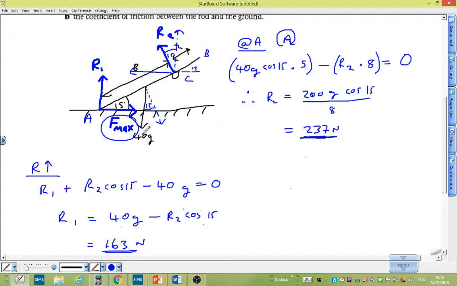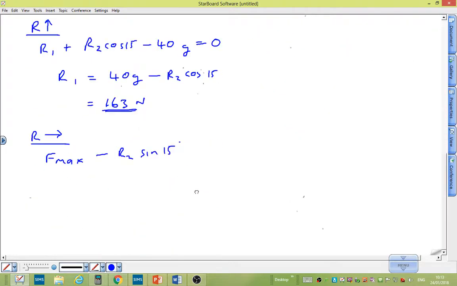Okay, and that's it. I've got my vertical force there, I'm not worried about anything else, so one is equal to the other. So that is equal to 0, and straight off, F max is equal to whatever R2 is again, times by sin 15, and we get a nice unrounded answer on that one. 61.